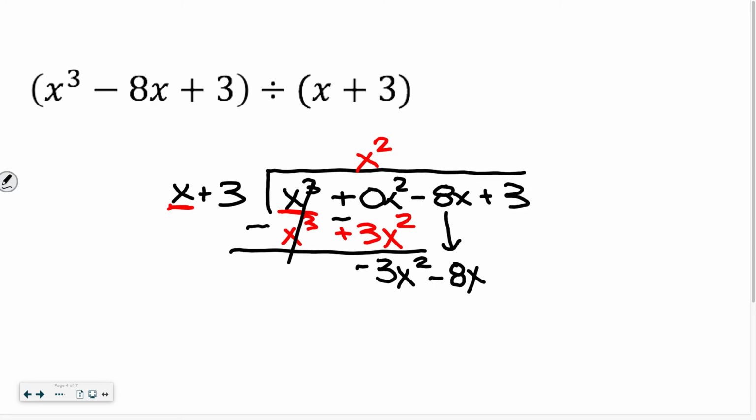Okay, now what do we think about? First terms only. Negative 3x squared divided by x. Negative 3x, so that belongs in the x column, right? Negative 3x. Multiply it by your divisor, which means you have to multiply it by both terms. Negative 3x times x is negative 3x squared. Negative 3x times 3 is negative 9x.